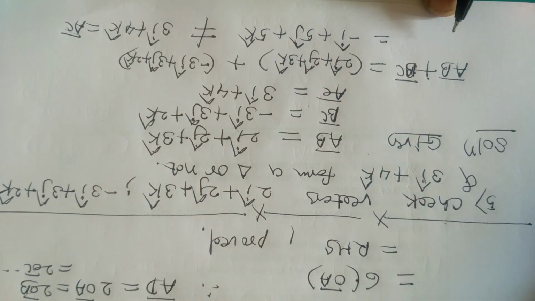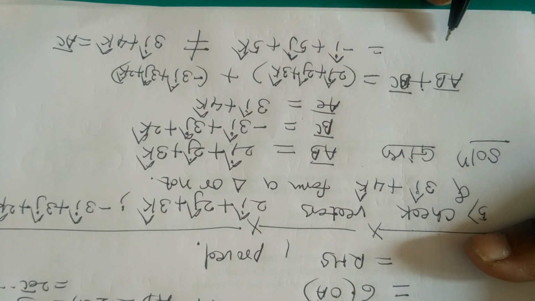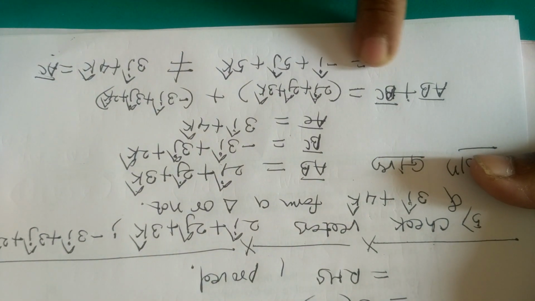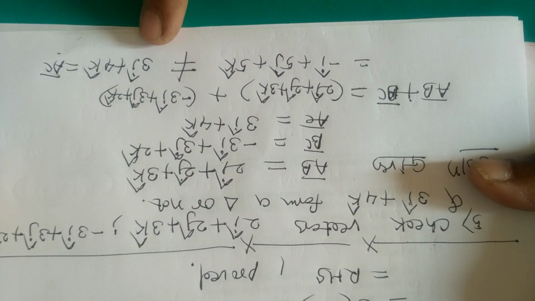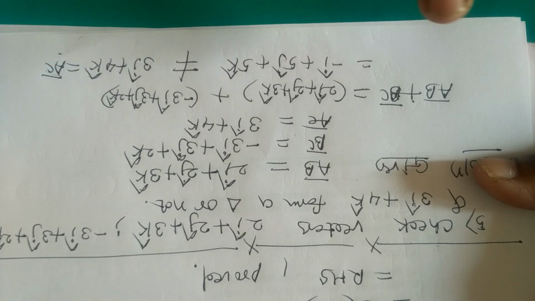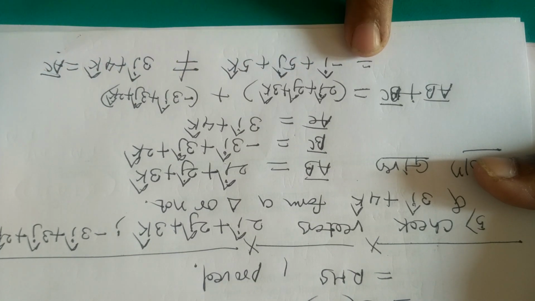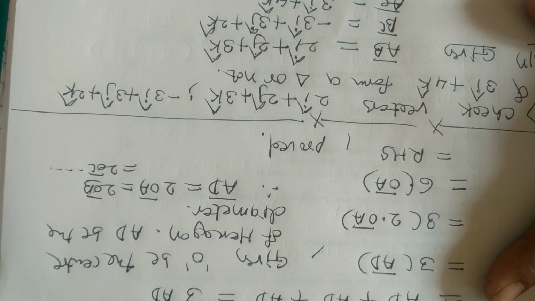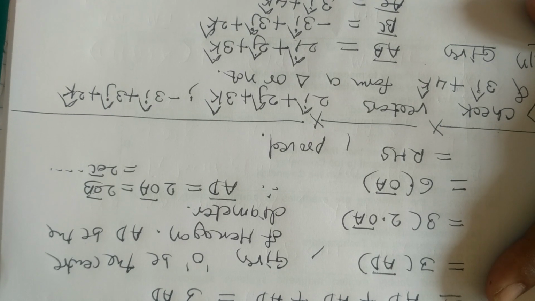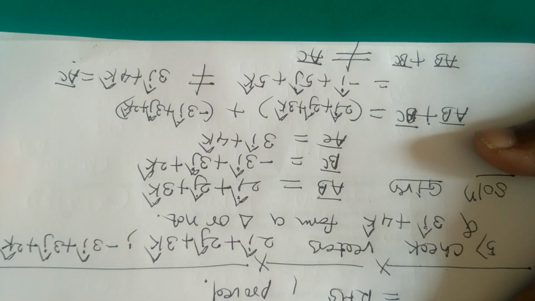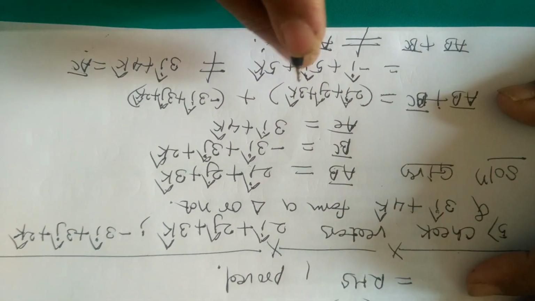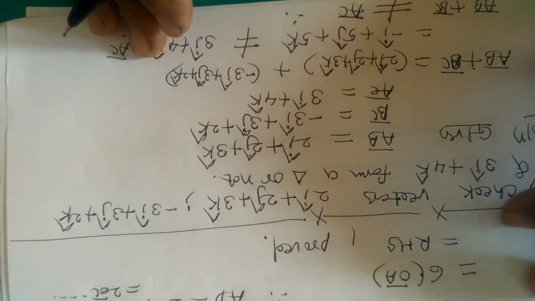Here we say that AB bar plus BC bar is not equal to AC bar. That means vectors along two adjacent sides of a triangle never form the vector along its third side, and therefore the triangle law of addition for this triangle ABC does not hold. So AB bar plus BC bar is not equal to AC bar, and therefore the given vectors do not form a triangle.